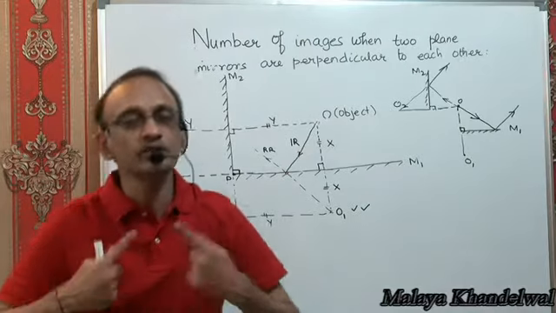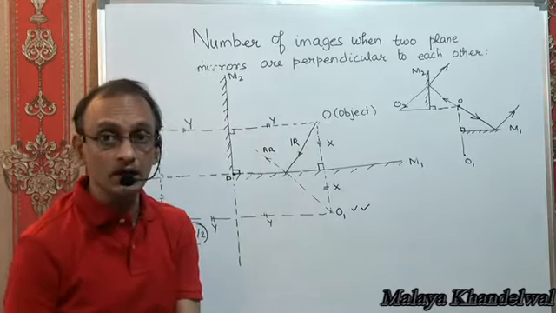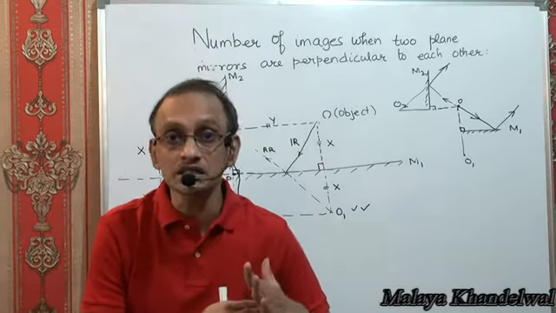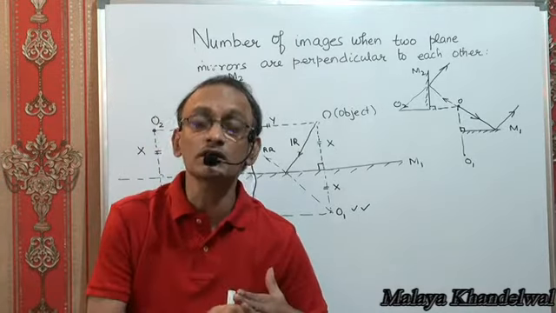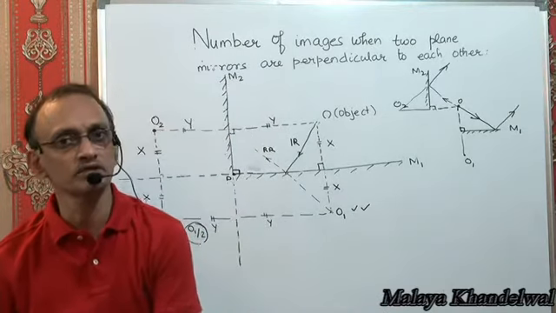Now I'm going to migrate into a more general case where the mirrors are not perpendicular, they are inclined at a certain angle theta with each other. How many images would then be formed? That would be my next subject of discussion.